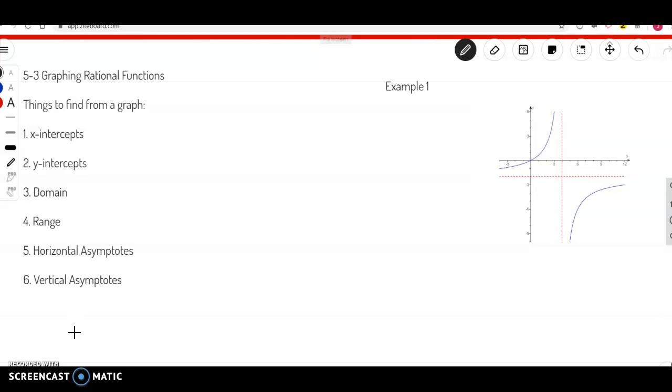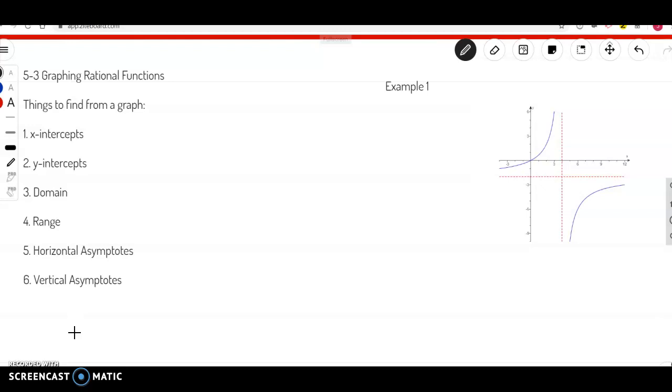We should be able to find the x-intercepts, the y-intercepts, the domain, the range, horizontal asymptotes, and vertical asymptotes. The only one that we might not be able to find on all of our problems will be the range, and that's just because of the way the range is found in some situations. But let's go ahead and look at this problem and see if we can figure out how this works.